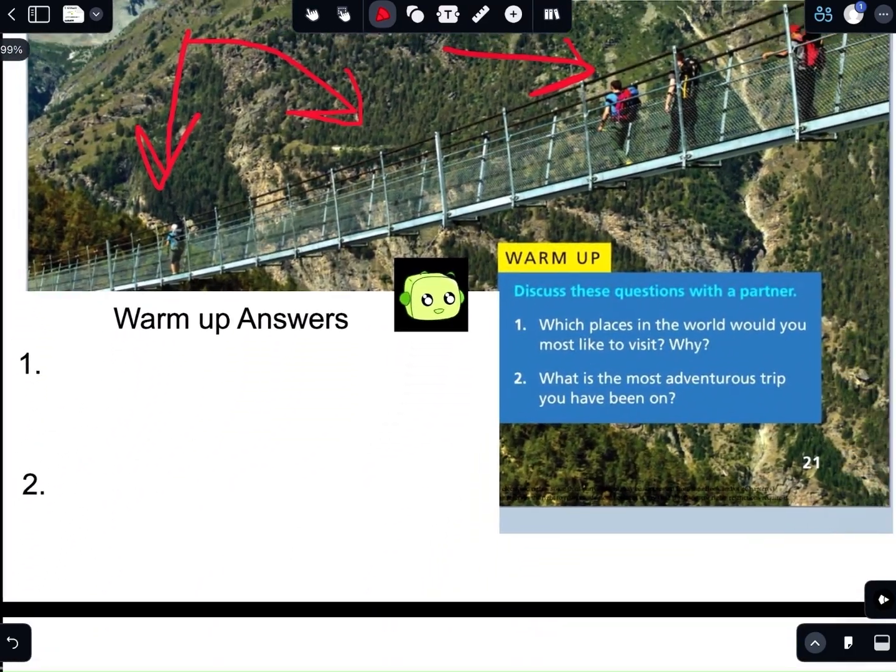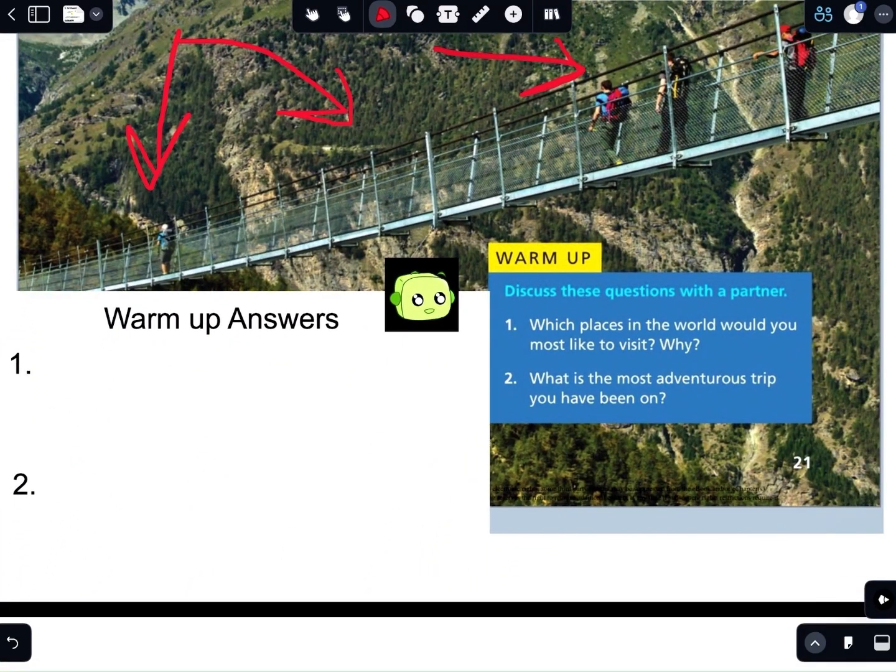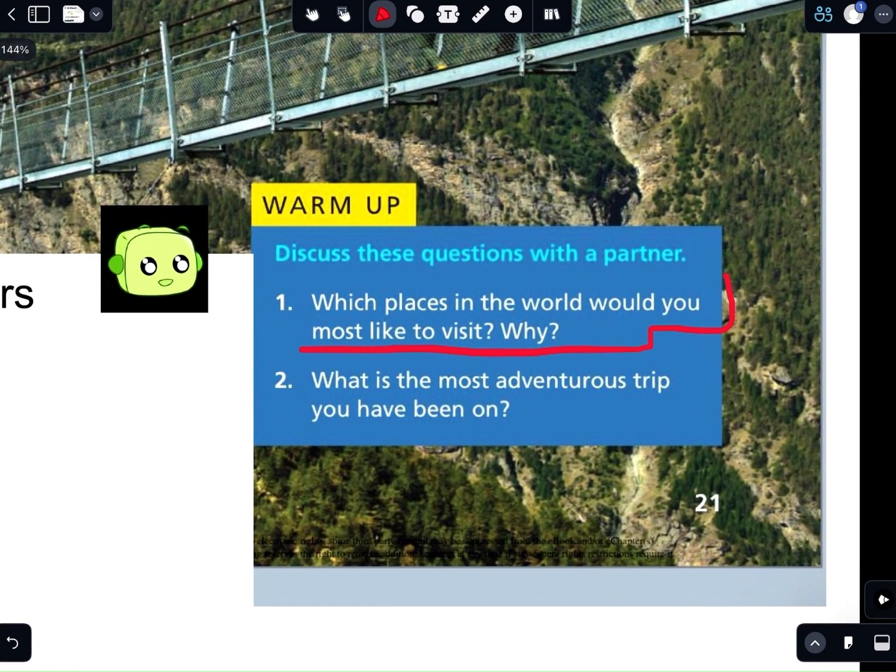Okay, so let's look at some warm-up questions here. I have the questions here, and I put a space here for you to answer the questions, and we also have the Vocaroo symbol. So this is a great opportunity for you to write your answers and record your voice. The first question is, which places in the world would you most like to visit? Why? Second question is, what is the most adventurous trip you have been on?